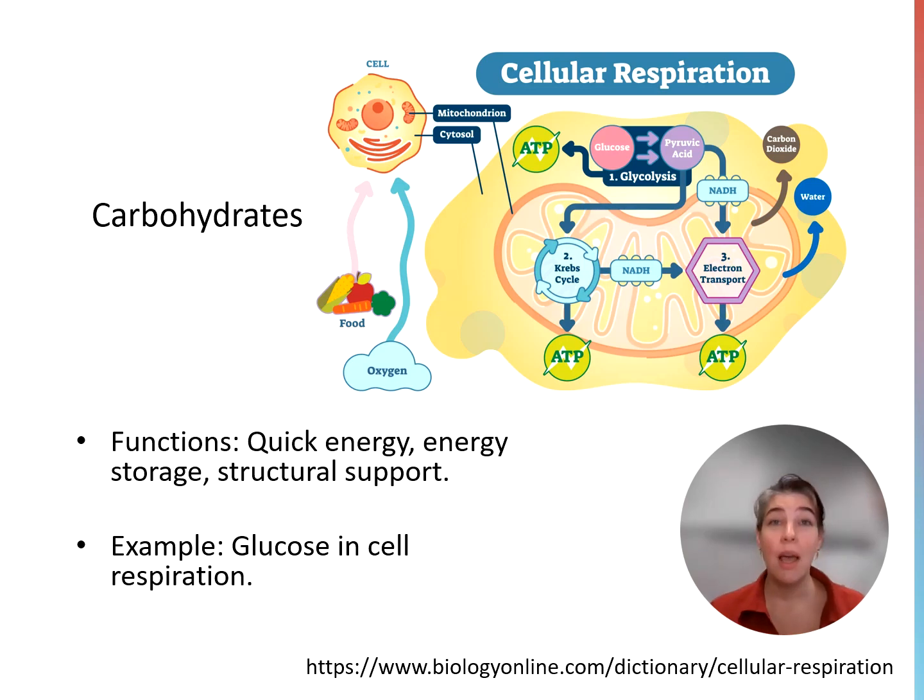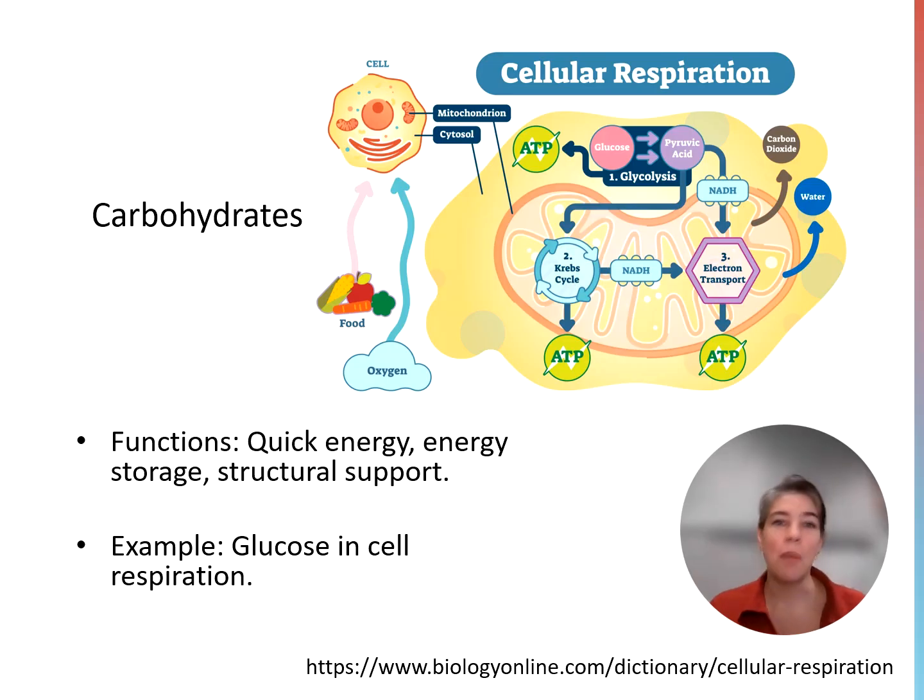First, we already talked about cellular respiration. We've seen this diagram before, how we're producing ATP in different stages of cellular respiration, whether it's in glycolysis, the Krebs cycle, or the electron transport chain. Carbohydrates are for quick energy, energy storage, and structural support. The example would be glucose in cell respiration. We need to take in glucose so that we can convert it into usable energy, ATP.